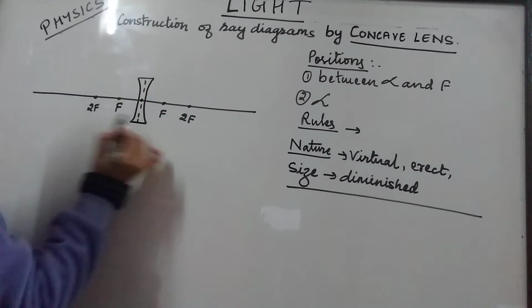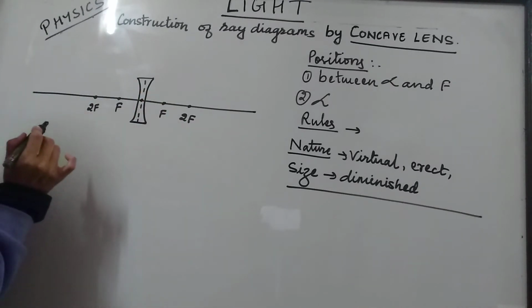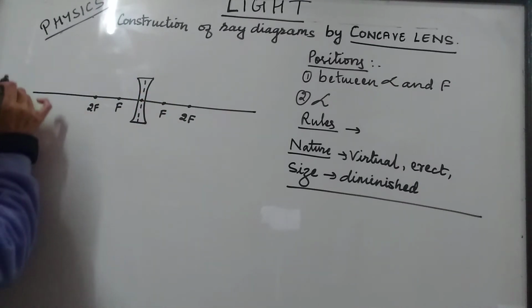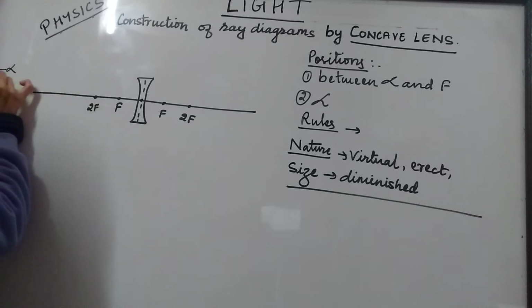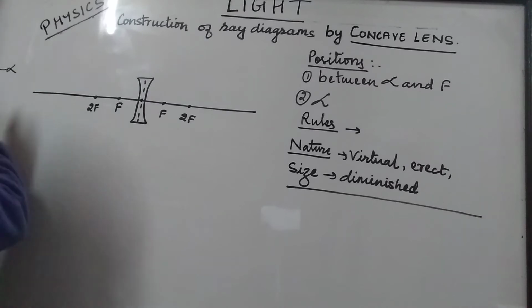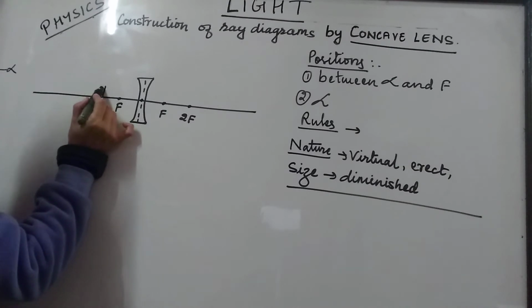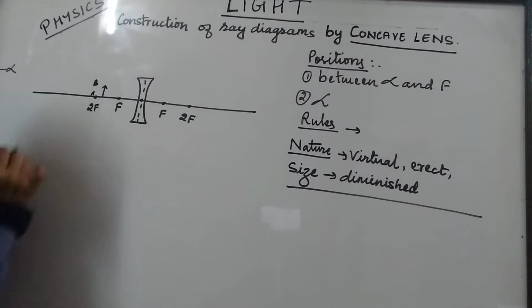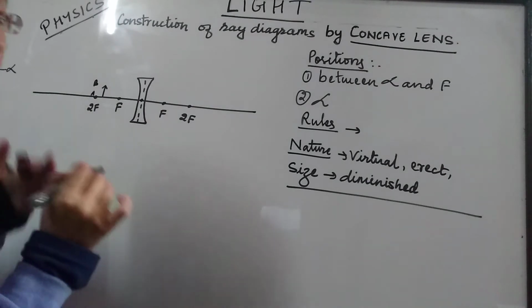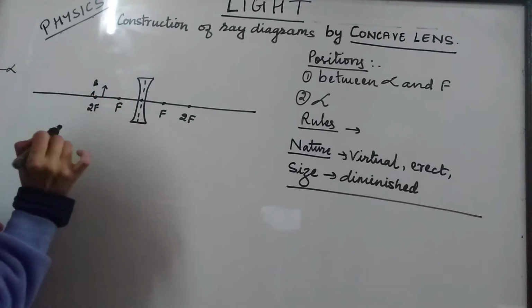This is a lens, a concave lens. Now you have to consider an object standing anywhere in between infinity and the focus. Infinity is a far distance, and let the object be standing at this point, A and B. Now consider two light rays coming out from the top of the object, from this point.